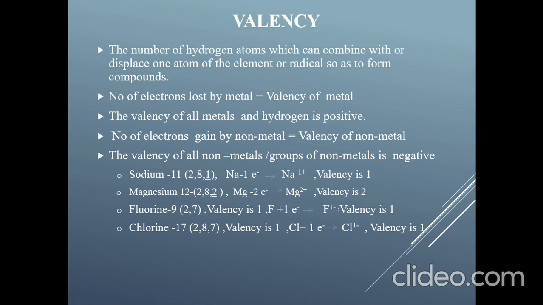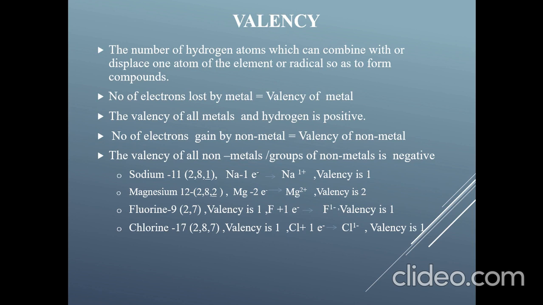Now, all of you know that metals are positively charged and they lose electrons, while non-metals are negatively charged and they gain electrons. So the number of electrons lost by a metal is equal to the valency of that metal. The valency of all metals and hydrogen is positive. This is very important. Now, the number of electrons gained by a non-metal is equal to the valency of the non-metal. The valency of all non-metals or groups of non-metals is always negative.